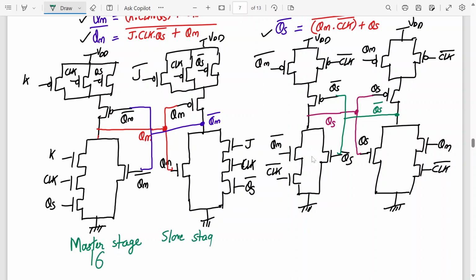For the slave stage, you require a total of 12. And anything else you require? For clock and clock bar, right? You require two more, clock and clock bar. J and K are not complementary, right?